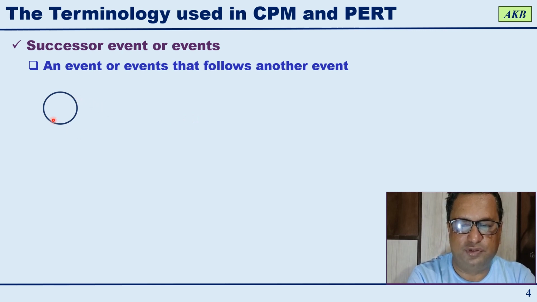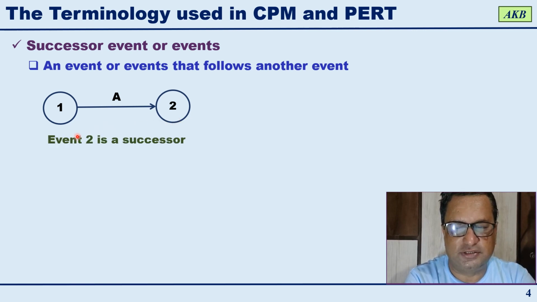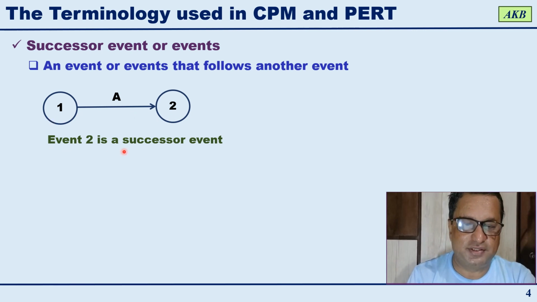I have shown this in the diagram. For example, this is event 1. Event 1 represents the start event for activity A, and then activity A gets completed at event 2. So what is to be understood in this simple diagram is that event 2 is occurring after event 1, or event 2 follows event 1. Therefore, event 2 is a successor event.